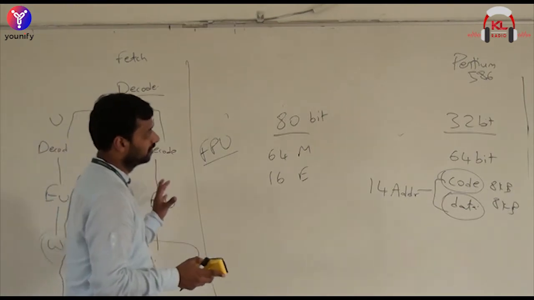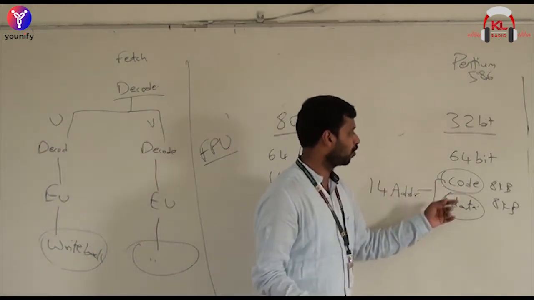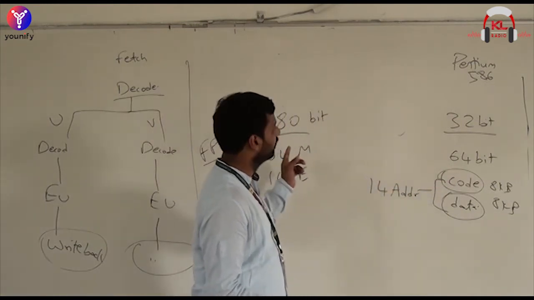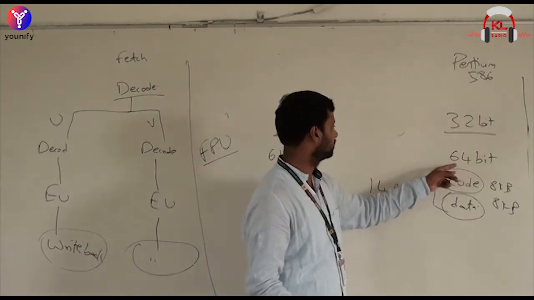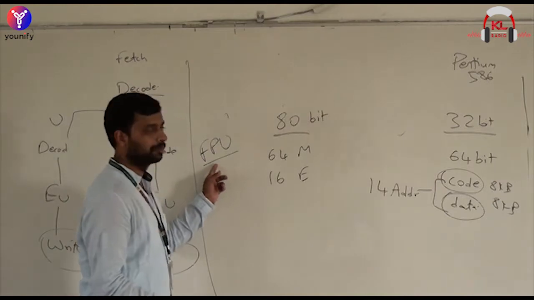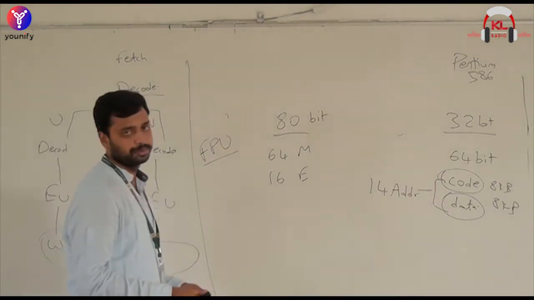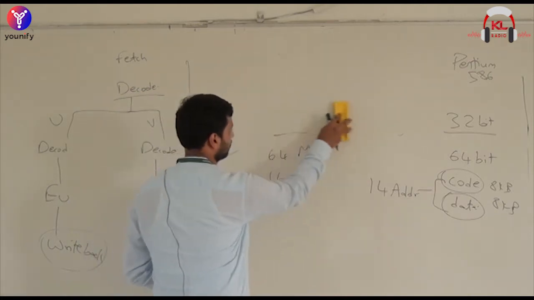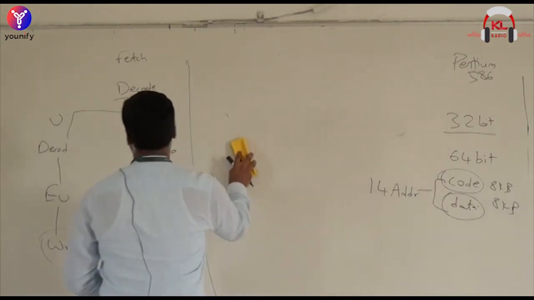Another new feature that we had is a separate code cache and a data cache. So now you might have understood why we are using this 64-bit data bus. Whenever you are accessing the floating point operations, we may end up using the 64 bits of the data bus, getting in the data or storing back the data.